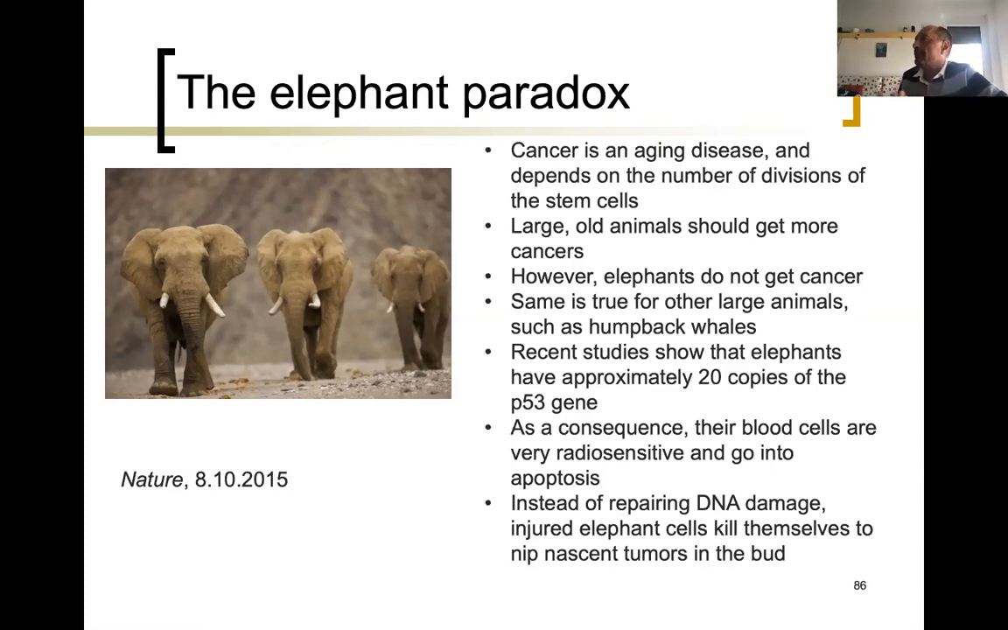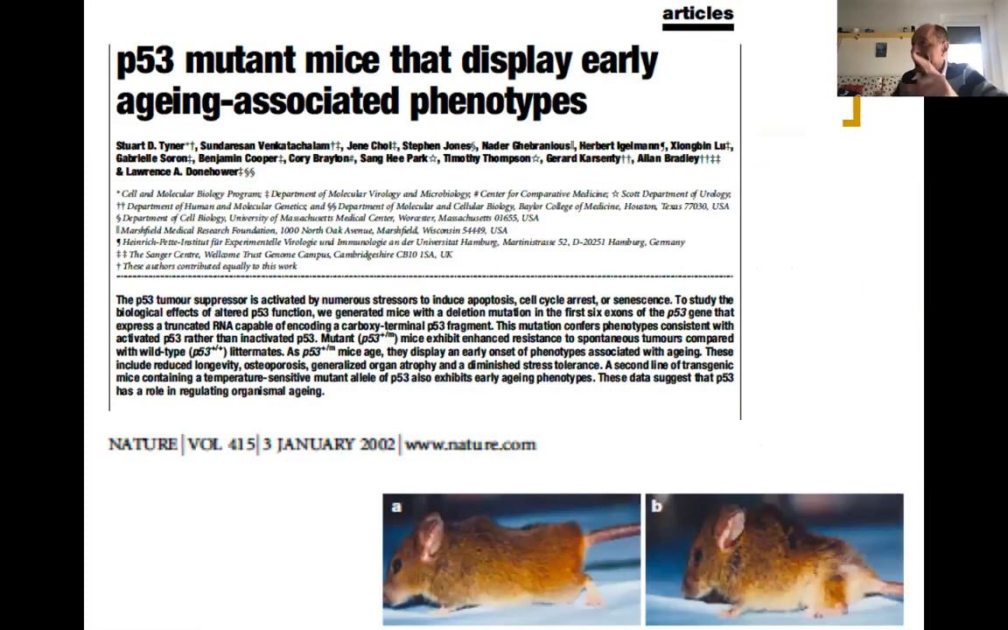I mean, if you want to be big and you want to live longer, you must have a lot of copies of p53. But this does not mean, and this is interesting, that we should increase the quantity of p53 in our body. Why don't we enhance the expression of p53? Because if you do this, and it has been done, there is a paper from 2002 in Nature.